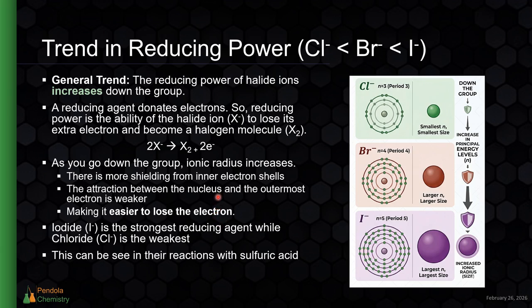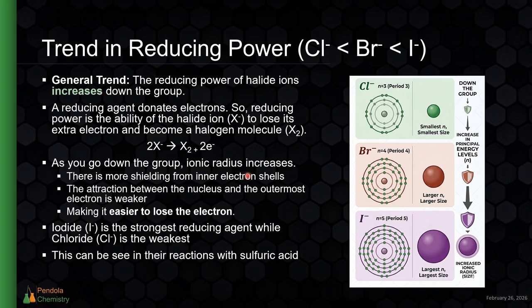The reason is very simple. It's a reason we've studied a million times, both in chapter 10 and before that, in the early chapters. As we go down the group, two things happen. The radius size of the ions increases. From chloride to bromide to iodide, we gain an extra shell, an energy level. Chloride is in period 3, so it has 3 energy levels. Bromide is in period 4, so 4 energy levels. Iodine in period 5, so 5 energy levels.